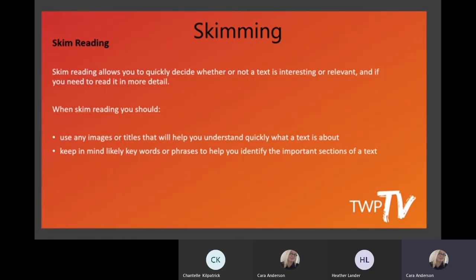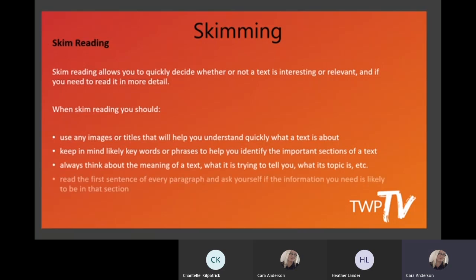So when you read through the question, whatever it's asking you, they might ask you to relate to something specific. They might say, what does text A say about the person's opinion on that travel? So you know that you're looking for the bit where they're talking about when they travelled. So just look out for keywords about travelling. Always think about the meaning of a text and what it's trying to tell you and what its topic is. And read the first sentence of every paragraph and ask yourself if the information you need is likely to be in this section. So skim reading is really good to use.